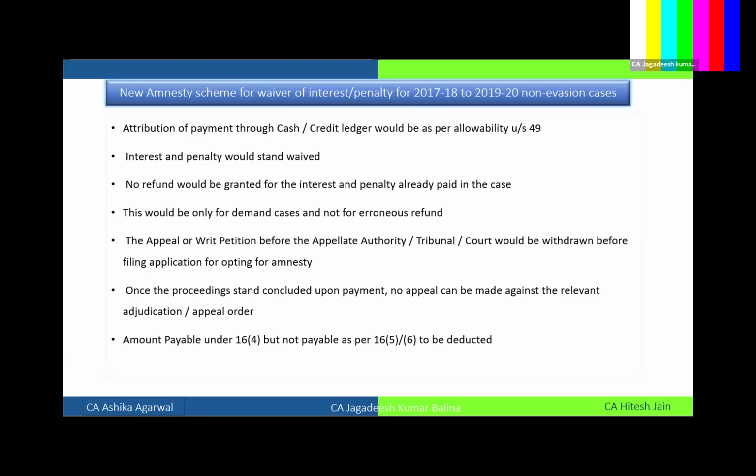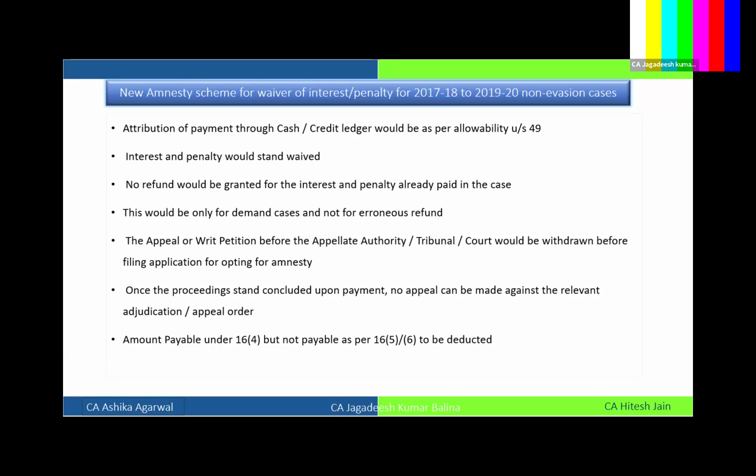And like section 5 and section 6, here also the same condition applies. If you see the recent notifications, all notifications are coming with no refund. If you have paid all taxes, you will not get any refund. If you have not paid, then only you can claim the benefit. Like this, we are seeing in the recent notification, and this would be only for the demand cases, not for erroneous refund. So other than erroneous refund, this scheme will get covered. We will discuss this in detail in the later slides.